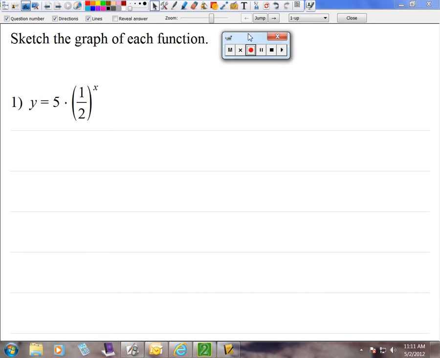The reason they're called exponential functions, where is the variable? It's the exponent. That's why they're called exponential functions. So, to graph these, that's all we're doing today. I know that's one of your favorite things, isn't it?